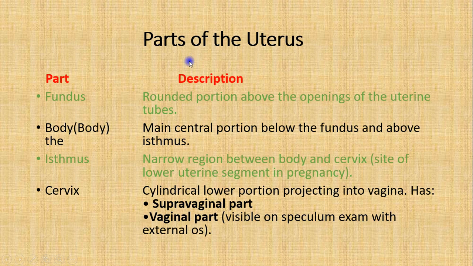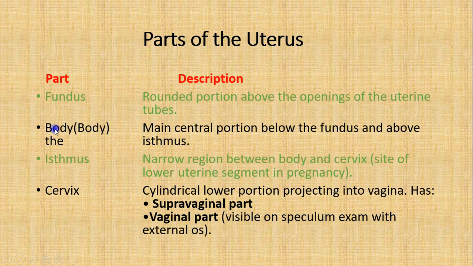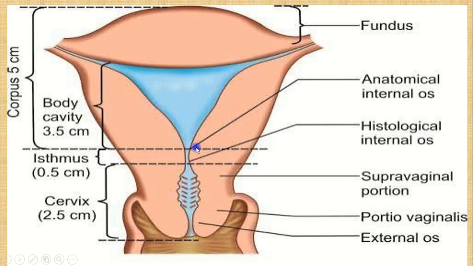So what are the parts of the uterus? We have the fundus, which is the rounded portion above the openings of the uterine tubes. You can see the fundus here, the rounded portion above the uterine tubes. So let's look at the body, which is the main central portion below the fundus and above the isthmus. So you can see the body from here to here.